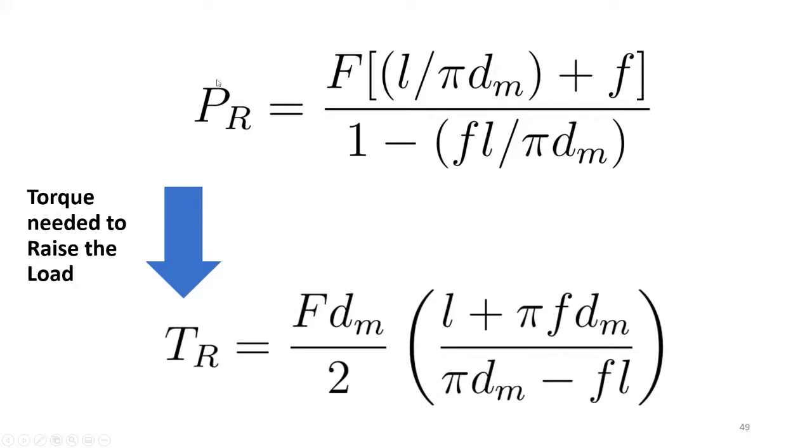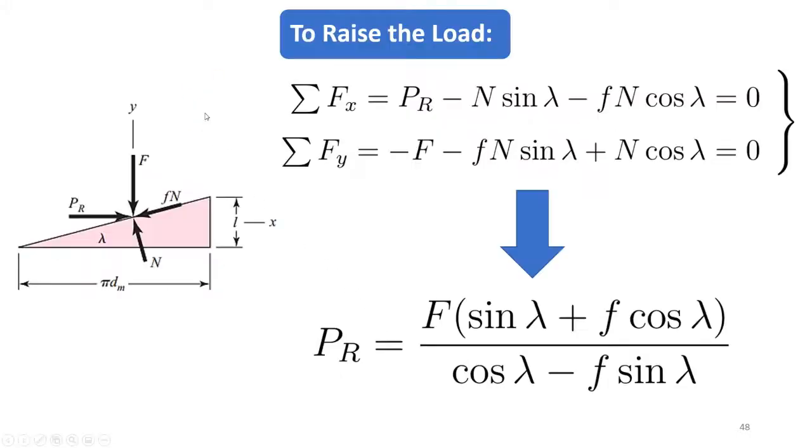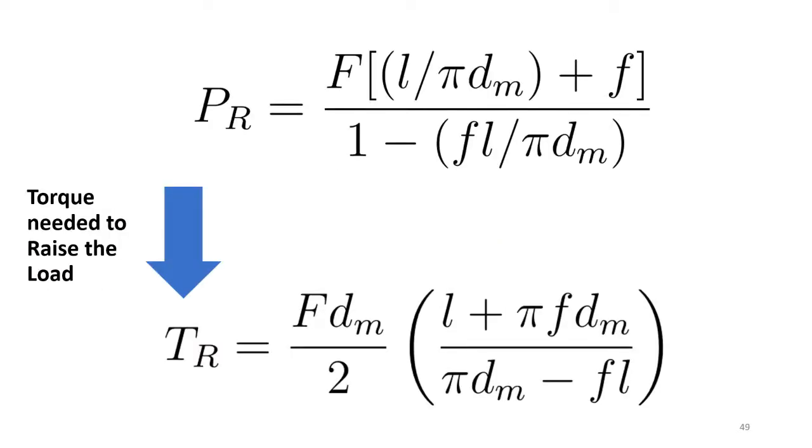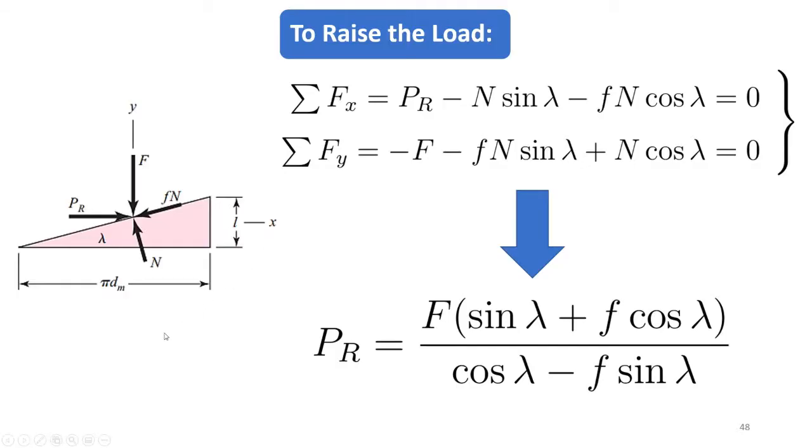So over here, we have been able to determine PR, the force that will be needed to raise the load F. We have determined that to be this expression here. Then we need to simplify this equation further. We can do that by simply dividing these two expressions, the numerator and the denominator, both by cos lambda.